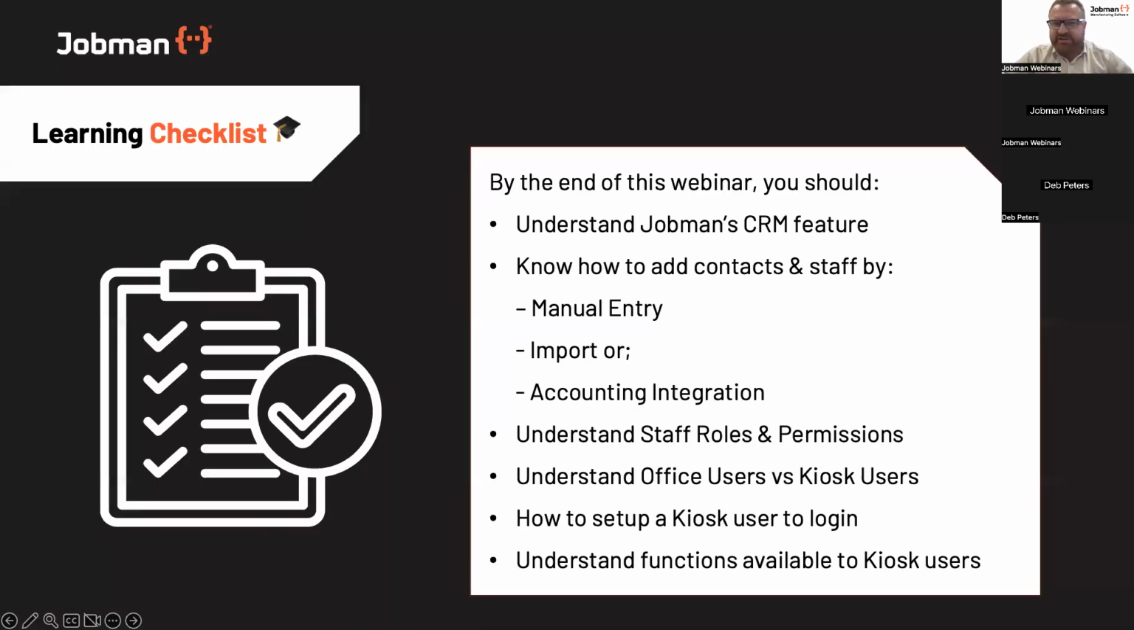So by the end of today's session, we hope that you'll have a good understanding of the Jobman CRM and how to enter those staff and contacts into the system. If you don't utilize some of the automations, there are still plenty of ways to get that data into Jobman. You'll have a good understanding of those roles and permissions. The difference between office users and kiosk users, because that's one we certainly get a lot of questions around, and I think it's important because that's how the licensing is based for the software. So it's good to know where those differences are, how to set up a kiosk user login, and understand some of the function availability for kiosk users.